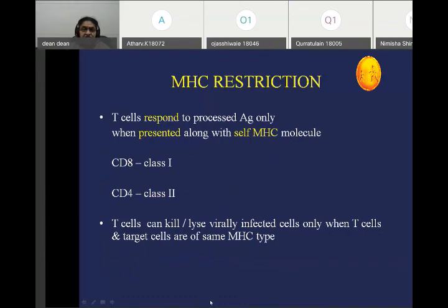And lastly, about MHC restriction. A T cell or T lymphocyte will respond to processed antigen only when it is presented along with the self-MHC molecule. That means CD8 lymphocytes will respond only when the antigen presenting cell presents antigen with a class 1 molecule. CD4 lymphocytes will respond only when processed antigen is presented along with a class 2 molecule.